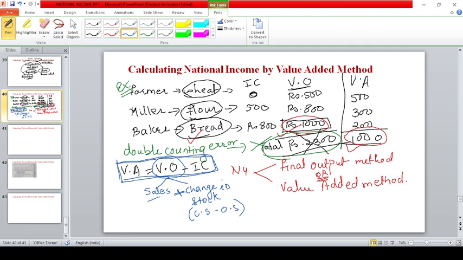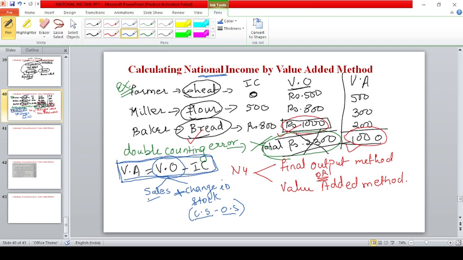Now let us quickly understand what is sales and what is change in stock. Now students, sales is nothing but all the total sales in the economy, the entire selling of the economy. And what is change in stock? This is the leftover stock in that particular year, whichever year national income you are calculating. So this will also be considered. And the formula for change in stock is closing stock minus opening stock. Minus IC, that is intermediate consumption.